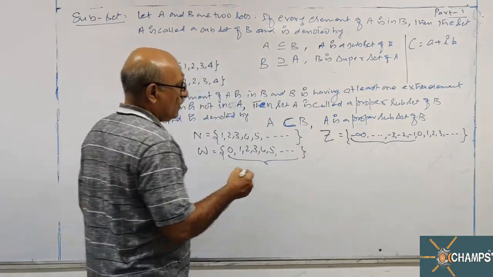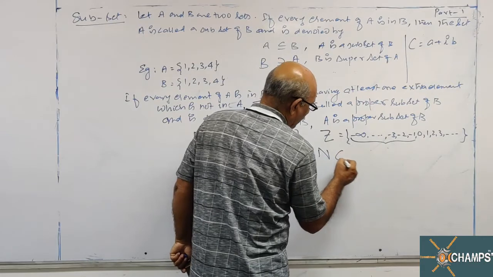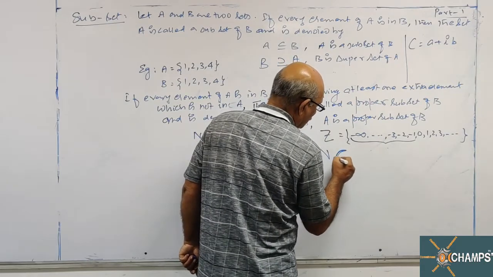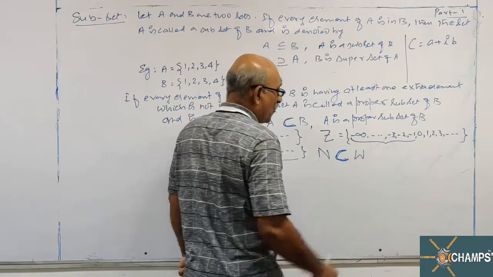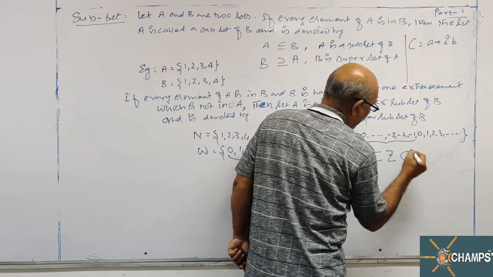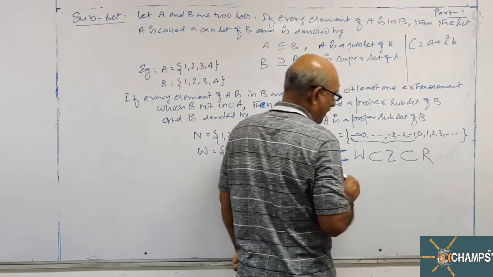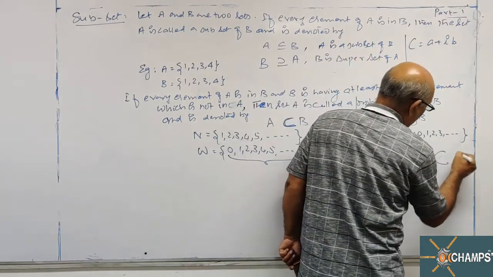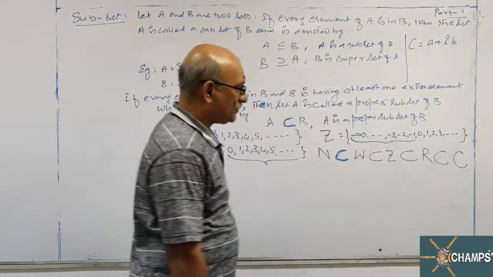This way, I can write natural numbers is a proper subset of whole numbers. Whole numbers is a proper subset of integers. Integers is a proper subset of real numbers. Real numbers is a proper subset of complex numbers.